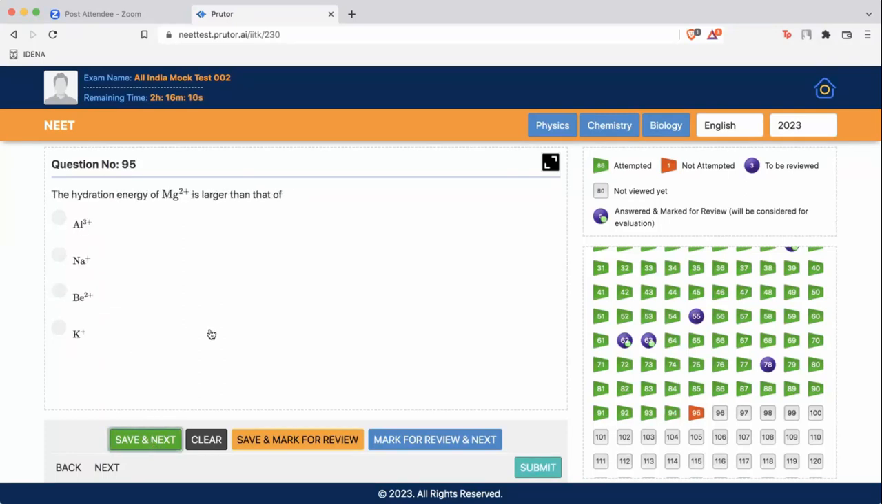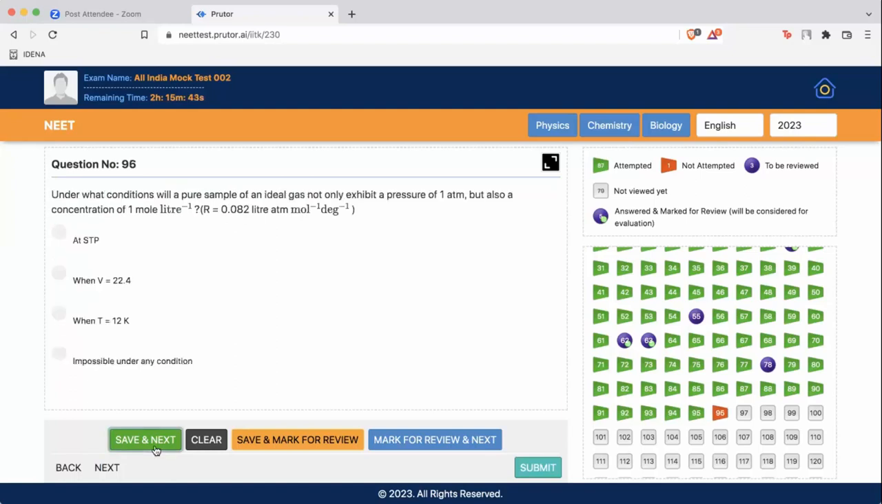The hydration energy of Mg2+ is larger than that of, it's not larger than that of K+. Na+ is larger than that of Mg2+, is larger than that of Al3+. So this is an option.